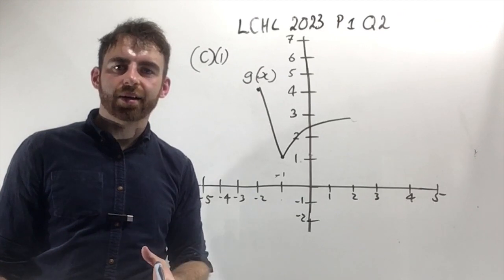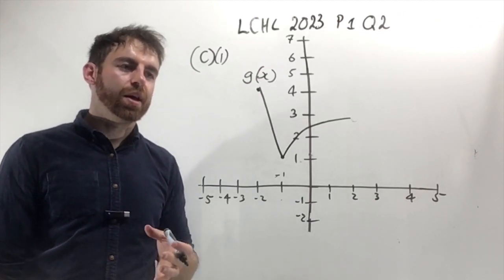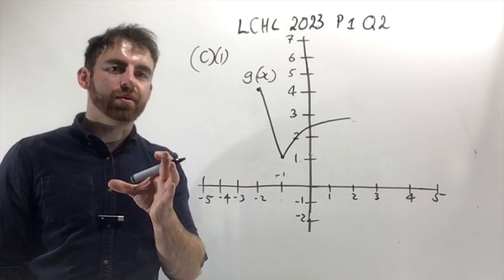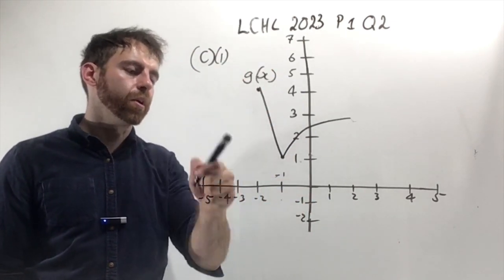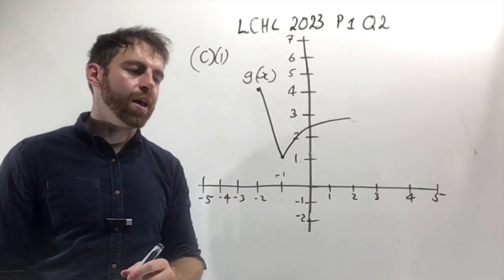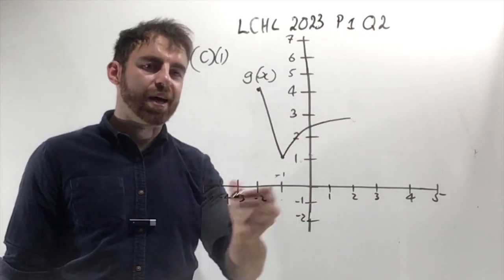In part C here, we're given a function g of x. And g of x is kind of composed of two different parts. First of all, it's a straight line going from the point minus 2, 4 to the point minus 1, 1. And then it's what's referred to as an asymptote.